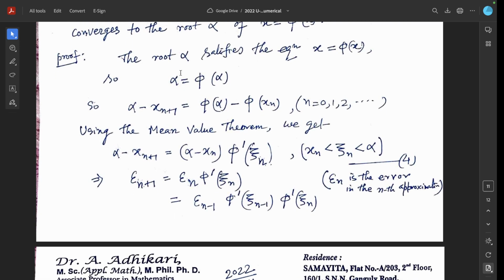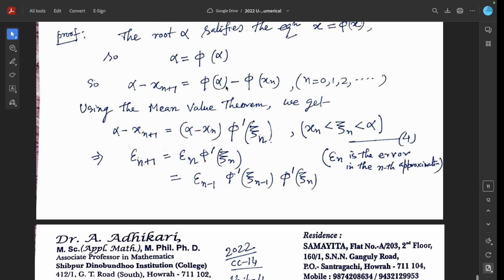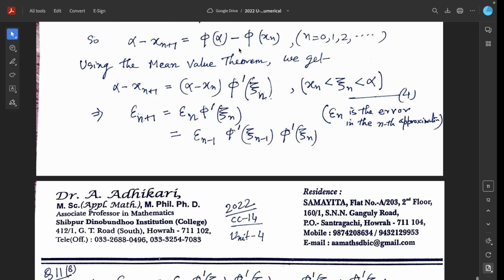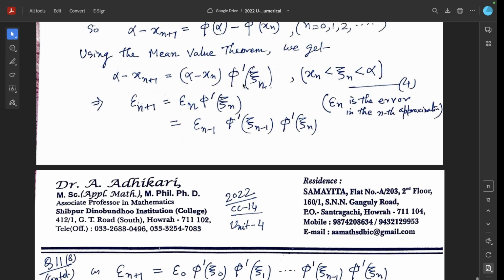Proof of this theorem: the root alpha satisfies alpha equal to phi alpha, and so alpha minus x n plus 1 equal to phi alpha minus phi x n. Using the mean value theorem, we get alpha minus x n plus 1 equal to alpha minus x n times phi dash xi n, say, where xi n lies between x n and alpha. So phi alpha minus phi x n equal to alpha minus x n times phi dash xi n. This is from the mean value theorem.